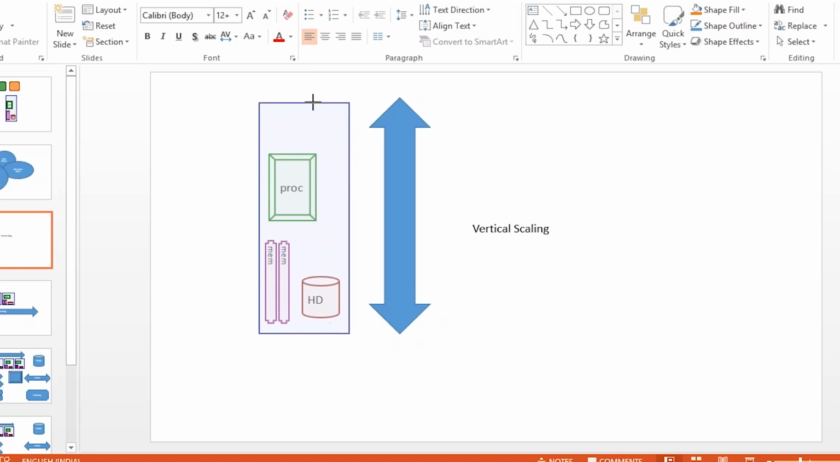That is called vertical scaling. Generally, I'll go with vertical scaling. I'll add more hard disk, I'll add more memory, or I'll add more processor.